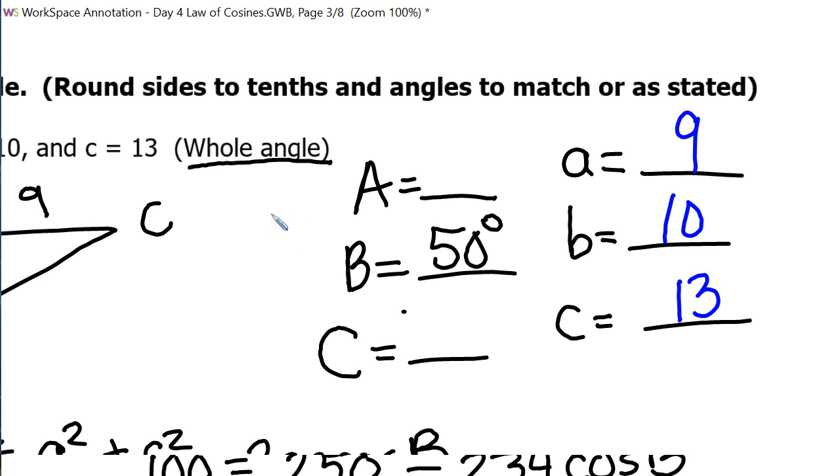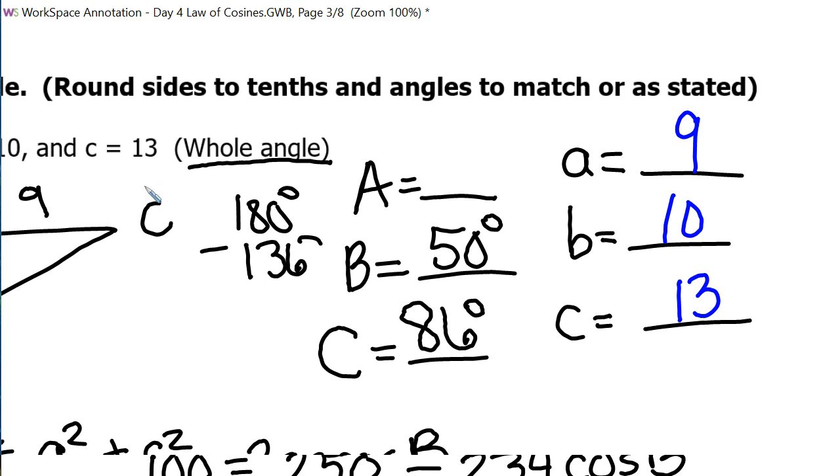Do I have to do all cosines again? No, we should know that all three angles add up to what? 180. So what's 50 degrees plus 86 degrees? So what's 180 degrees minus 136 degrees? 44 degrees. So that last angle, angle A, would have to be 44 degrees. So again, if the angle you are solving for could be obtuse, which means it's more than 90 degrees, you have to use law of cosine. That way it will figure out if that angle is actually acute or obtuse.